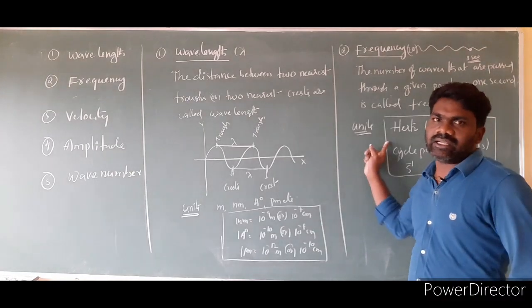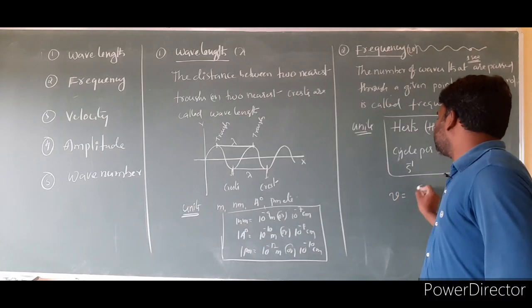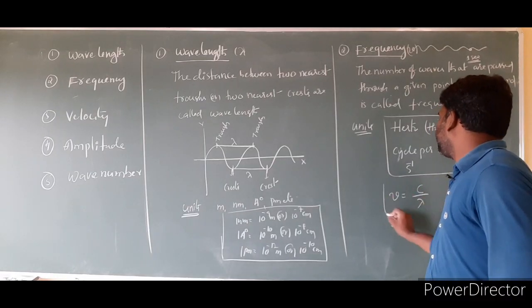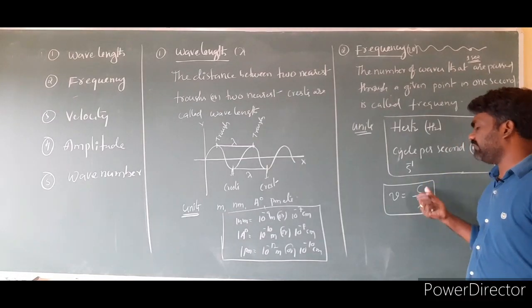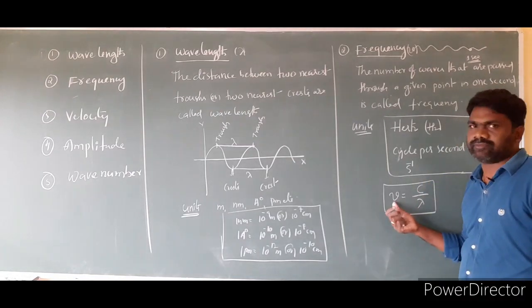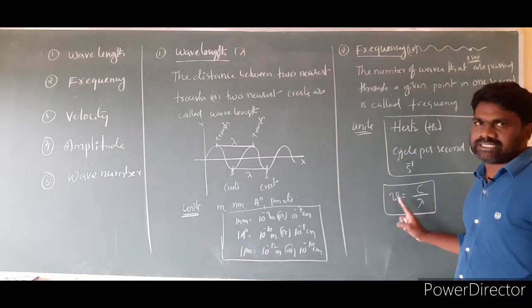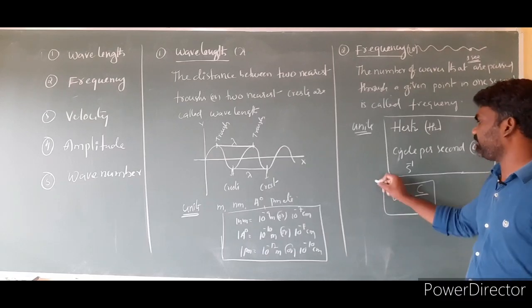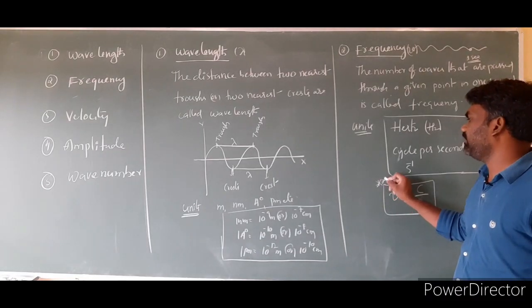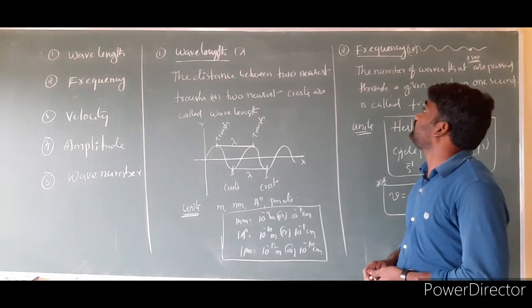Then frequency and wavelength are related by the formula nu is equal to c by lambda. Nu is equal to c by lambda. So when wavelength is given, if you know the velocity of light, we are able to calculate the frequency. And if frequency is given, we are able to calculate the wavelength. So this formula is very, very important to solve the problems. Nu is equal to c by lambda.